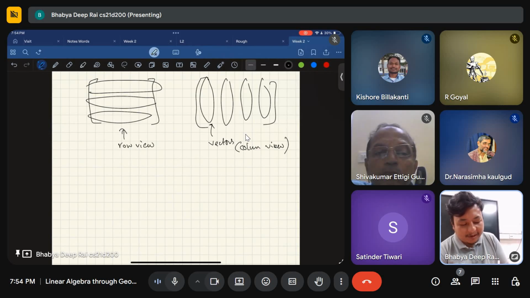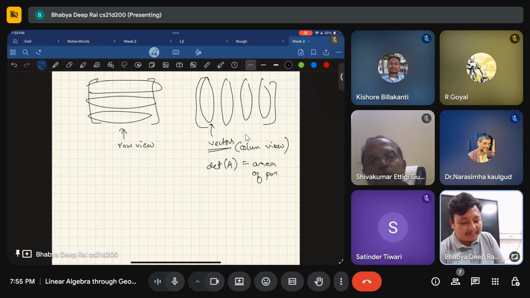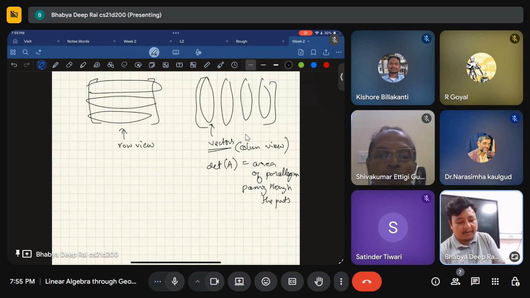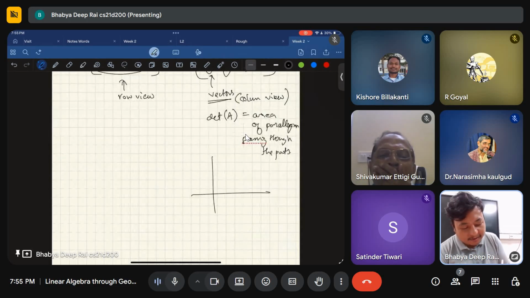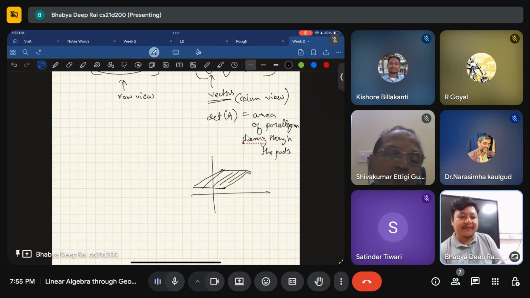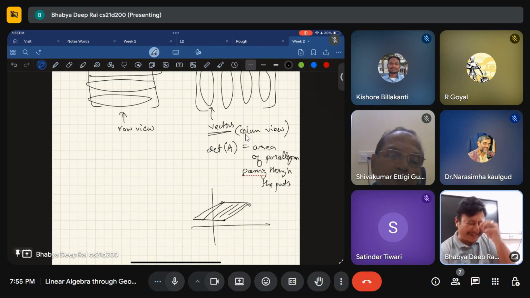In the vector view, what are vectors? Vectors are just points in space. And you'll see in the coming week that the determinant of the matrix is just the area of the parallelogram passing through the points. So if you have your 3 points, draw a parallelogram with the points, and the determinant is that area.